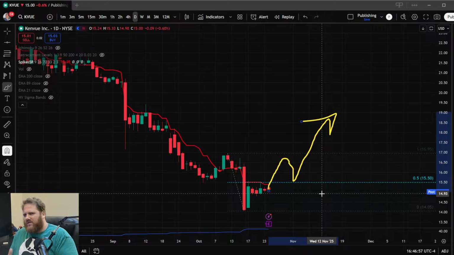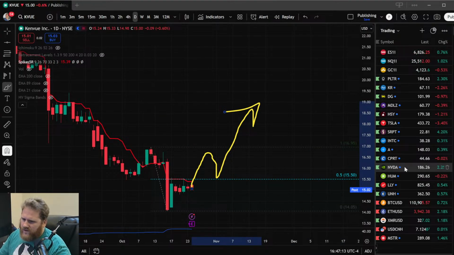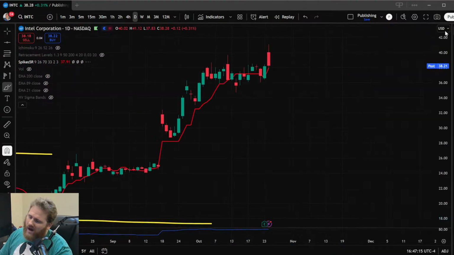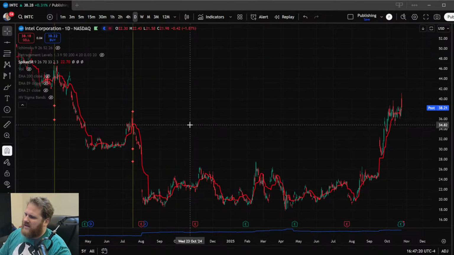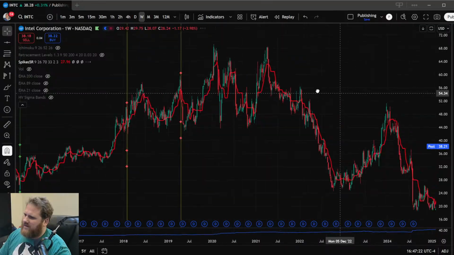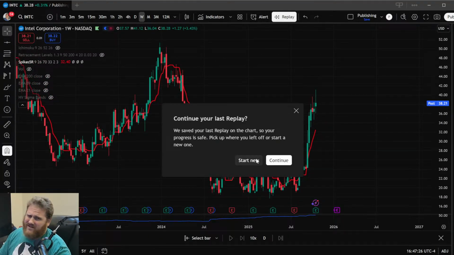I don't want to catch the falling knife while it's still falling, because that can hurt. But I want to see some kind of strength. A recent example of how I used that, which took quite a while to pick itself up, was in Intel. And of course, this is not a slam dunk. Like, oh wow, you picked the bottom.